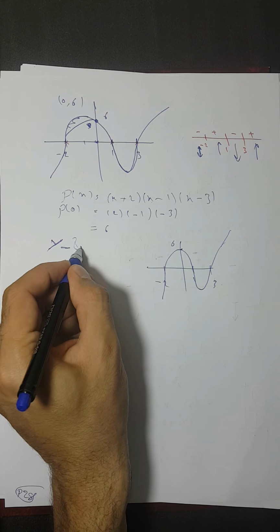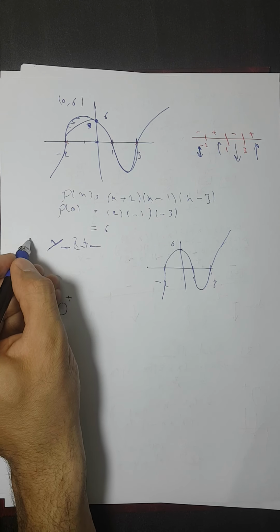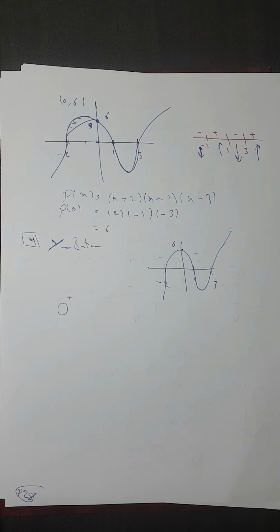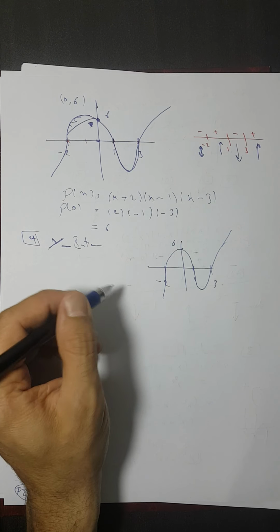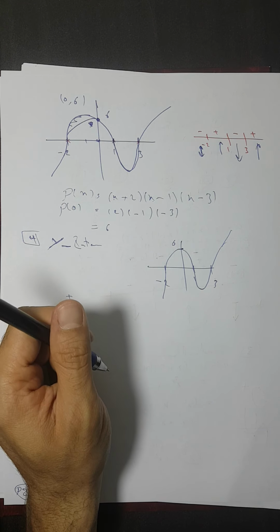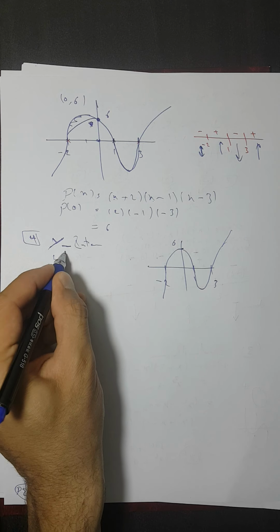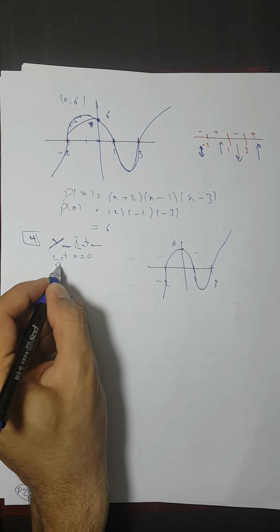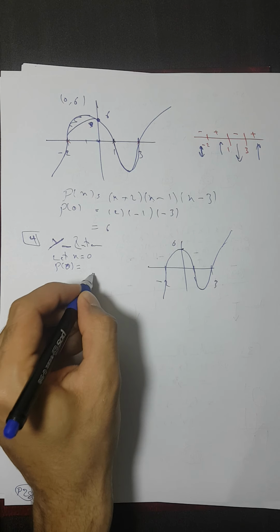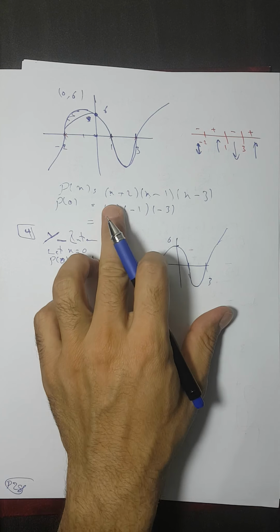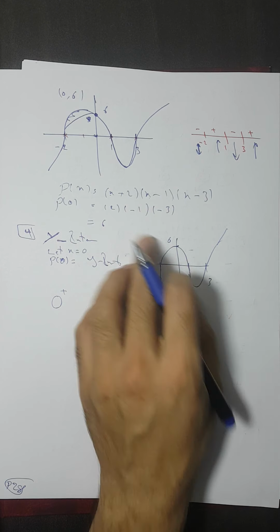So the y-intercept is very important. You can call it key number 4. Even though it is not mentioned in your lecture note, it really is important. It will make your graph more acceptable, and by letting x be 0, so p of 0, you get the y-intercept.